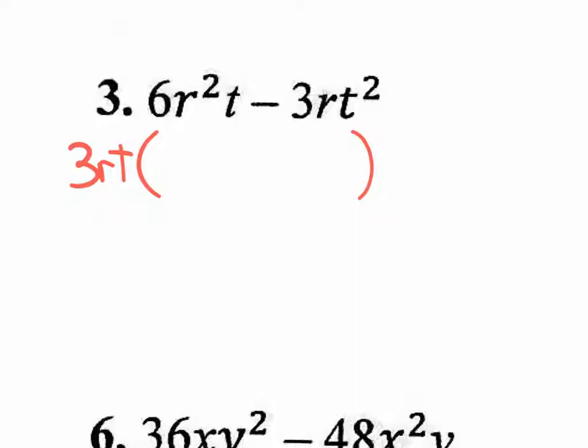So when we go 3RT times what will give us a 6R squared T? What would that be? 2R. And then how about over here? 3RT times what gives us a negative 3RT squared? That'd be a negative or a minus, just 1T. Looks like a plus sign, but that's your answer right there, guys. Let's move on to number 5.